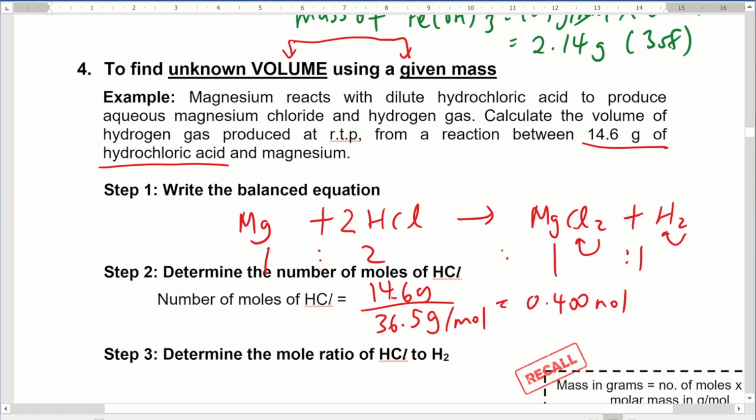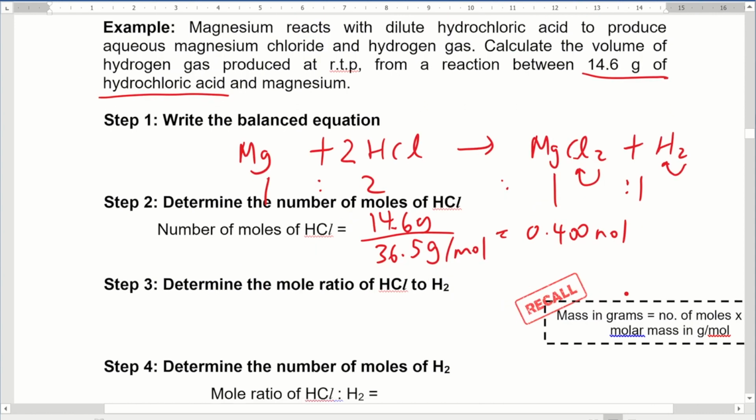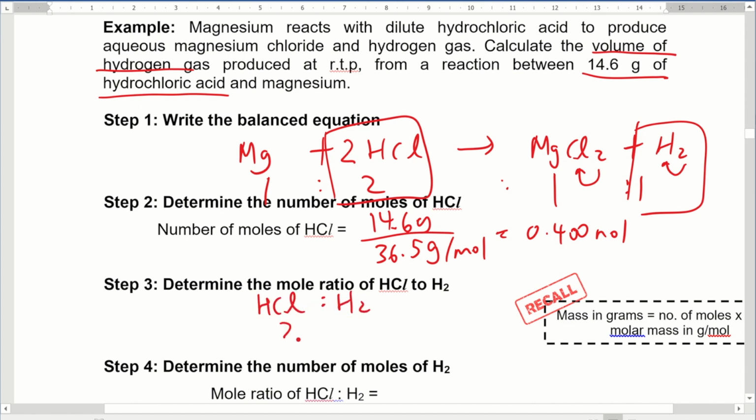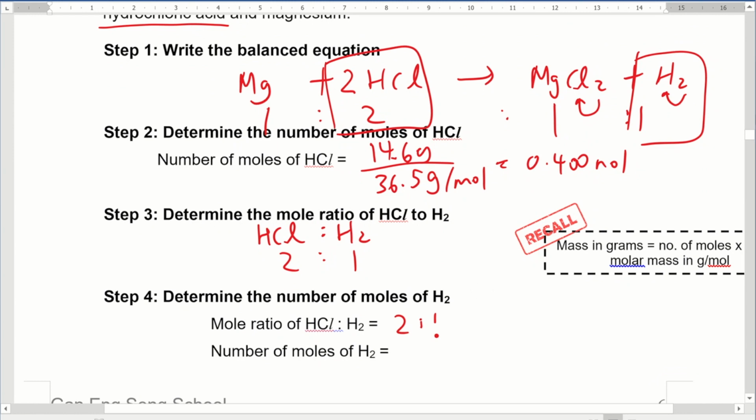So I determine the mole ratio. I'm interested only in the acid and the hydrogen because the question asks for the volume of hydrogen. So HCl is to H2 from the equation is 2:1. So the mole ratio is 2:1 and I'm given 0.400 moles of hydrochloric acid. So if this is 0.400 moles, the number of moles of hydrogen will be 0.200. So the number of moles of hydrogen is this.